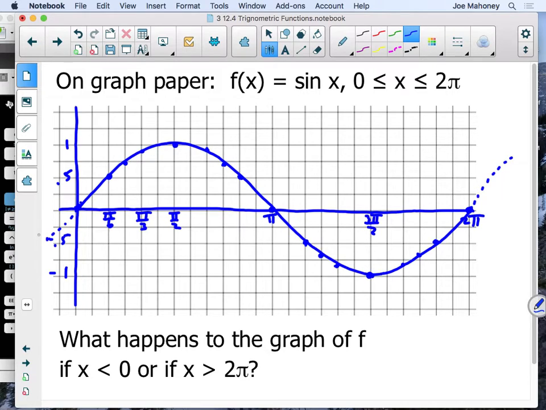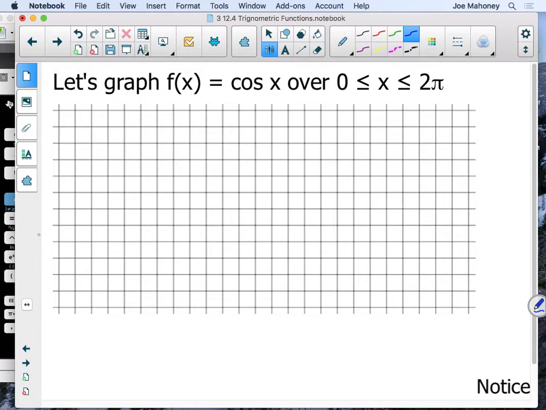If that's what the graph of sine x looks like, let's graph f of x equals cosine x. If you want to pause the video and graph it, sounds good to me. I'll wait for you. All right, welcome back. Let's do our same graph. Let's say that's up at 1, that's 0.5, negative 0.5, negative 1.